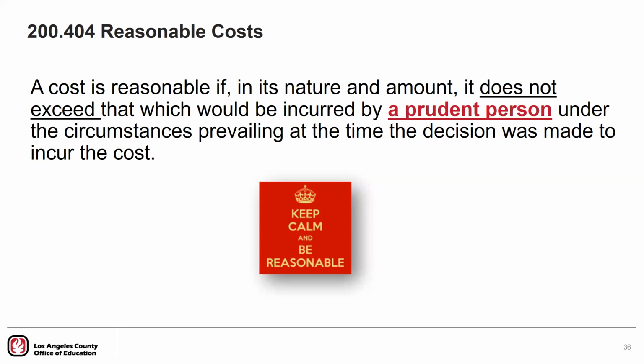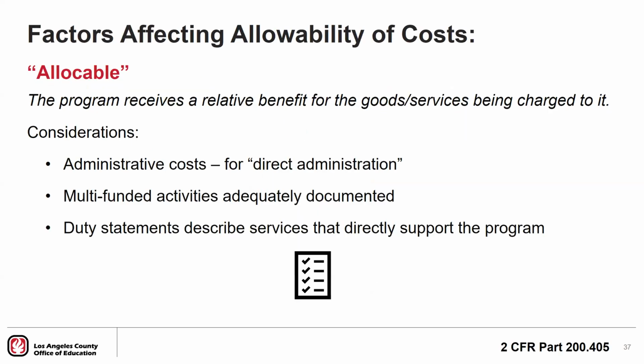Another way to consider the prudent person's standard is to consider questions such as, are you spending your federal money the same way you are spending your state money? And are you spending your federal money the same way you would spend money out of your own pocket? It's important to maintain documentation of how the prudent person test was applied for expenditures that are allocable to the program paying for the cost. Next slide, please. Another key principle to be considered is how the cost is allocable to the program.